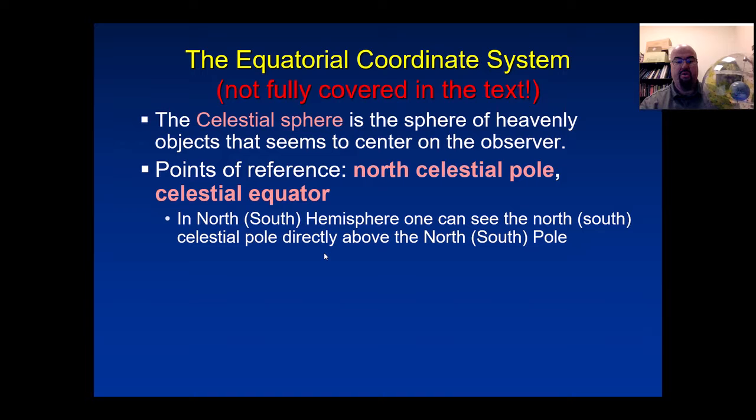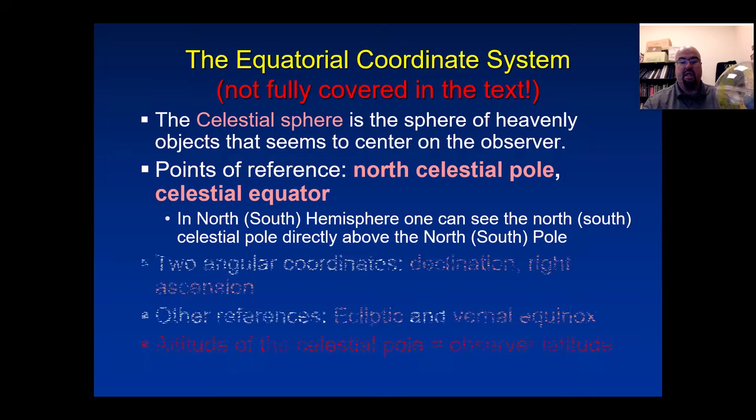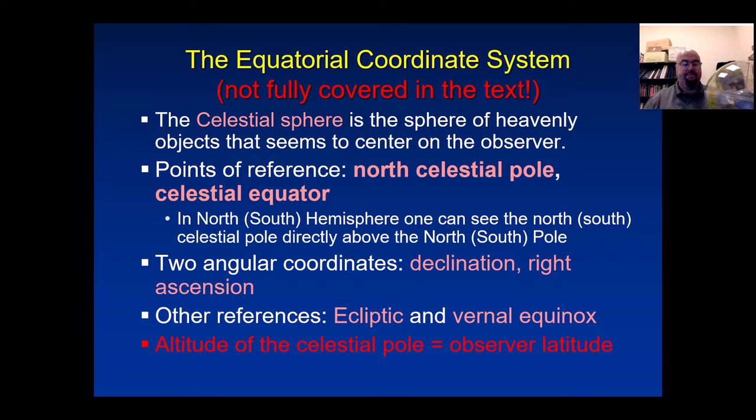In the north or southern hemisphere, one can see the north or south pole directly above their north or south geographic pole. We are lucky in the northern hemisphere. We have a star that is almost exactly on this, and this is called Polaris. Southern hemisphere, they don't get a star like that, unfortunately. It's luck, really.